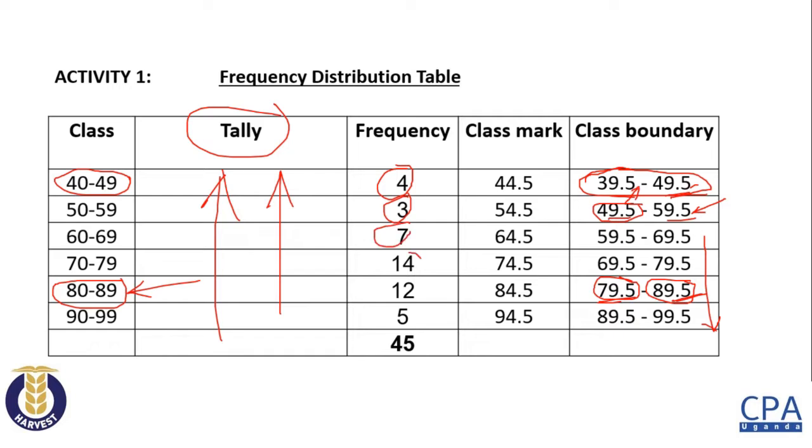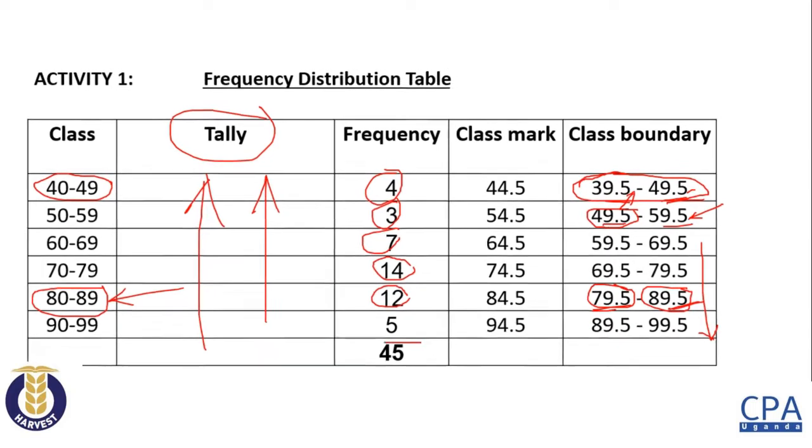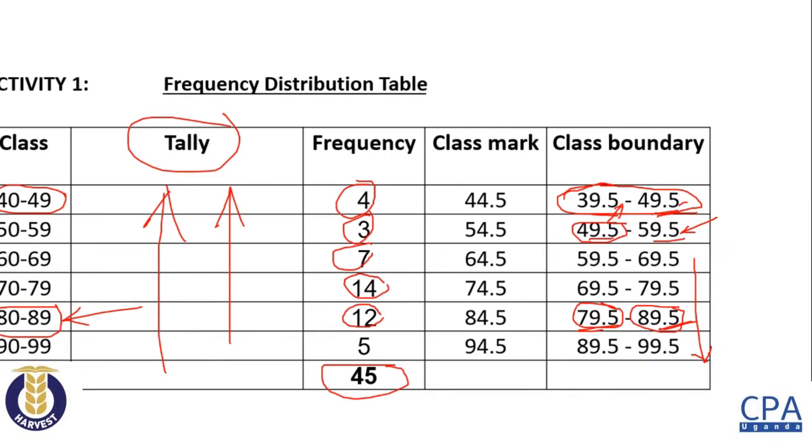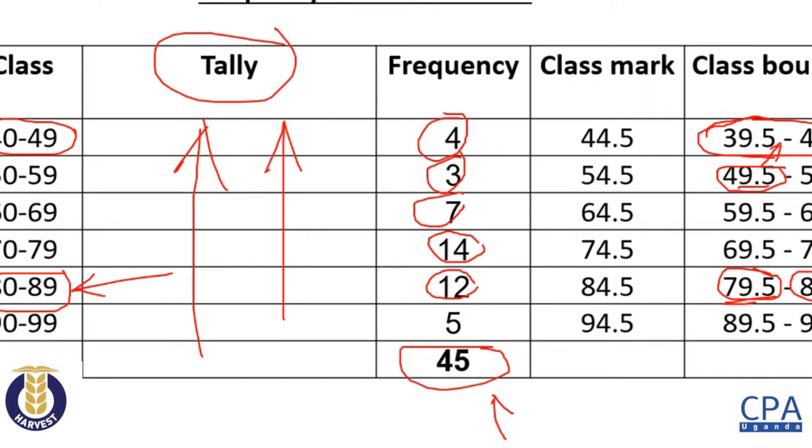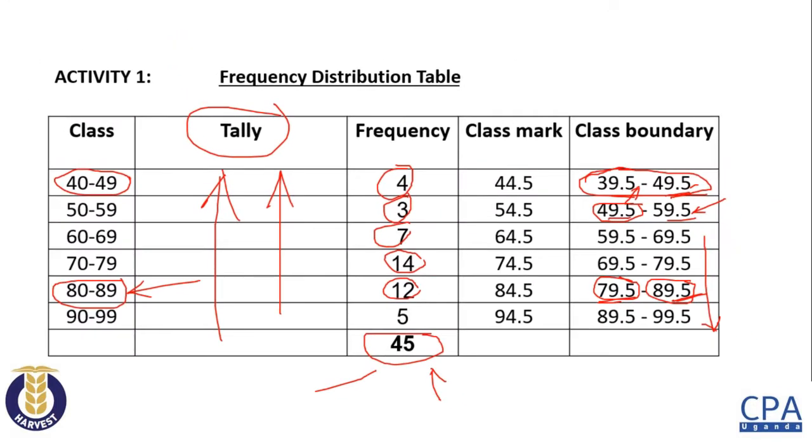So we put all the totals in our frequency column here, and we are able to get the total frequency as 45. If you find that you have less than this, then you have maybe skipped a score, or if you have more than 45, then you have maybe double counted a score. So you have to be very careful. This can be your checkpoint to see whether you have done a good tallying and arrived at the right frequencies. For the class marks, we shall see their importance as we move into other tools like the histogram and the frequency polygon.